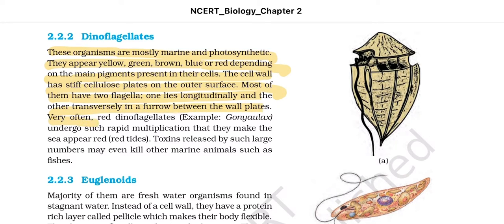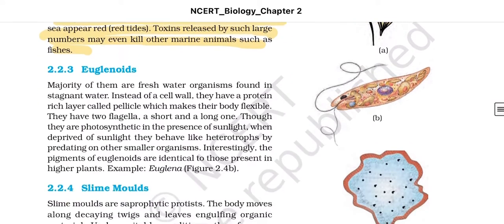Very often, red dinoflagellates, for example, Gonyaulax, undergo such rapid multiplication that they make the sea appear red, causing red tides. Toxins released by such large numbers may even kill other marine animals such as fishes. Euglenoids.